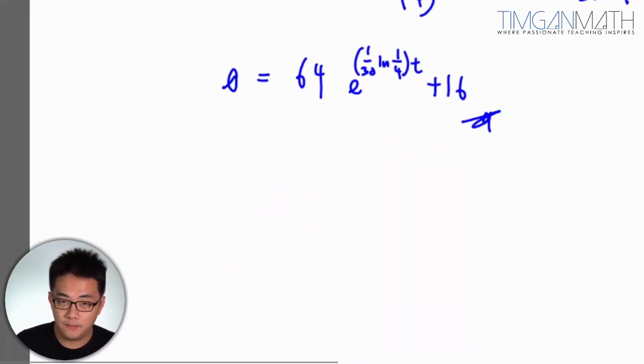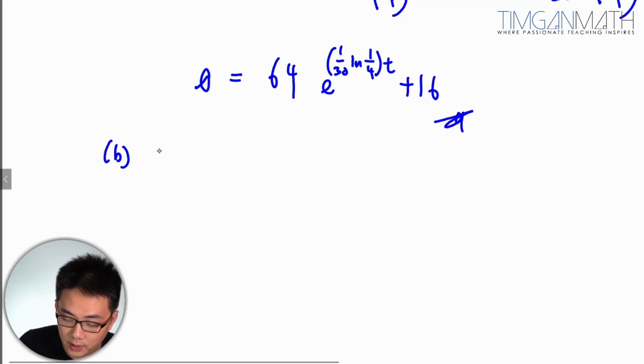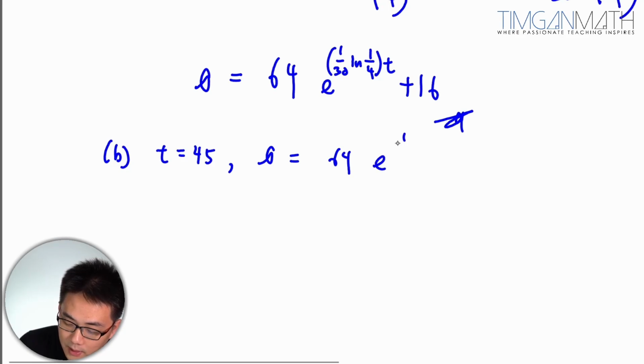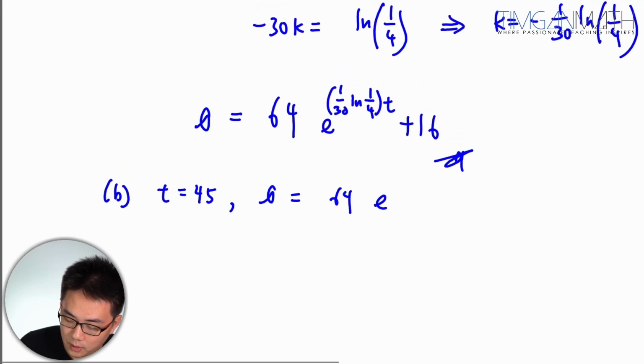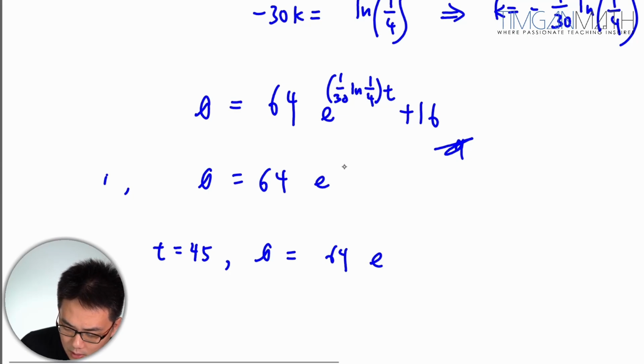For part B, find the temperature of the water after time is equal to 45 minutes. So theta will just be 64 e to the power minus t over 30 ln 1/4 plus 16. Actually, I'll just write this as theta equals 64 e to the power t over 30 ln 1/4.